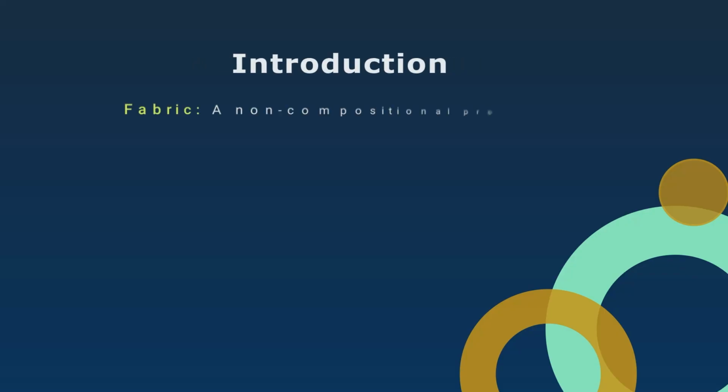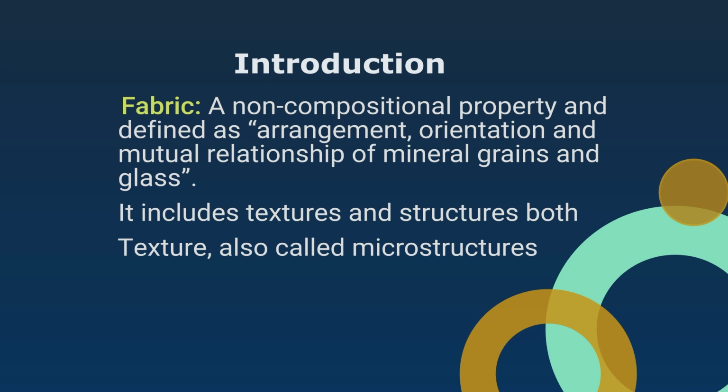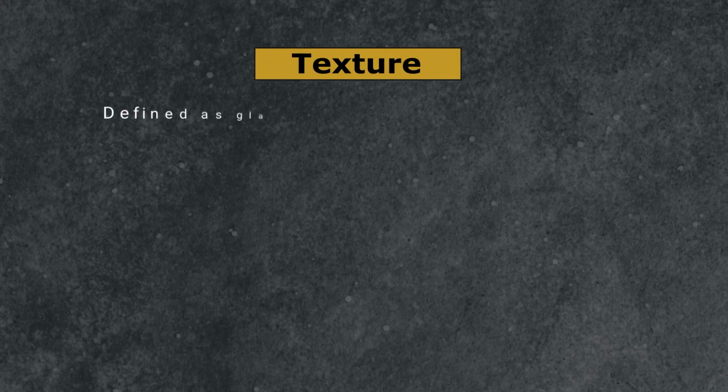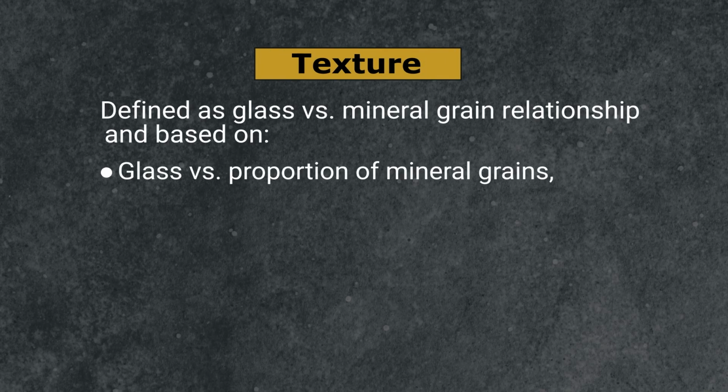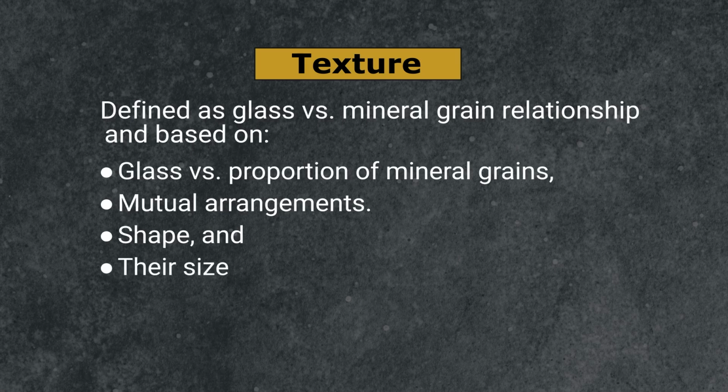Now let us introduce what is fabric, a non-compositional property defined as the arrangement, orientation, and mutual relationship of mineral grains and glass. It includes textures and structures both. Texture is also called microtexture. What is texture? Texture is defined as the glass versus mineral grain relationship, and it is based on the proportion of glass versus mineral grains, their size, shape, and mutual arrangement.